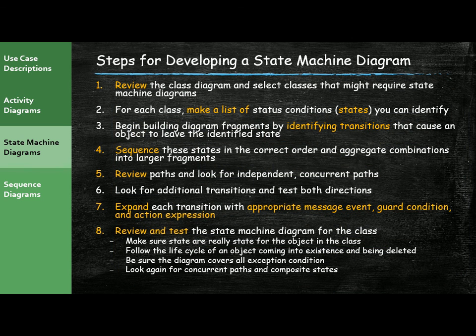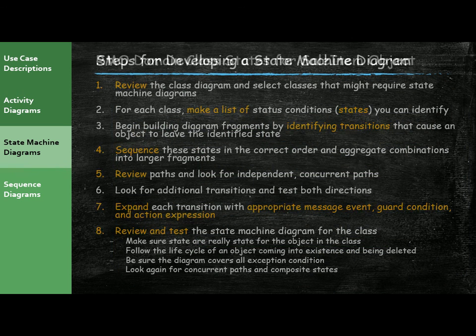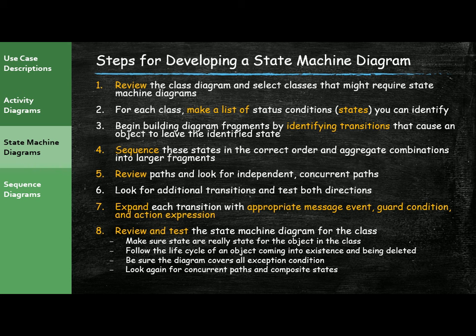So, steps for developing the state machine diagram. We have 8 steps. Step number 1, review the class diagram and select classes that might require state machine diagrams. Step number 2 is we're going to make a list of status conditions that you can identify.